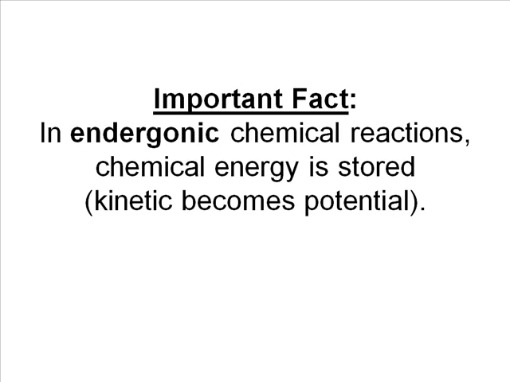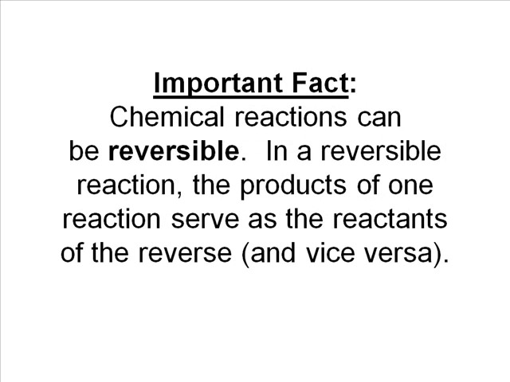An important fact to be aware of also is that some chemical reactions are reversible. In a reversible reaction, we could start with one set of reactants and form a particular set of products, or we could start with those products as the reactants and form the original reactants as products. In other words, the reaction can go in both directions. The two reactions can reverse each other.